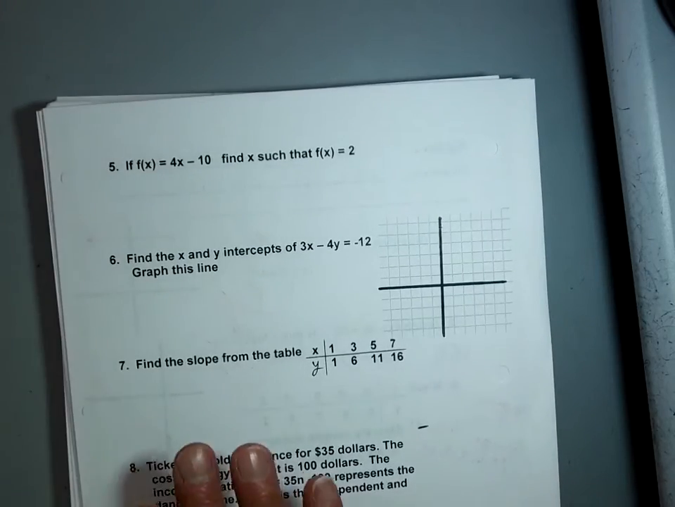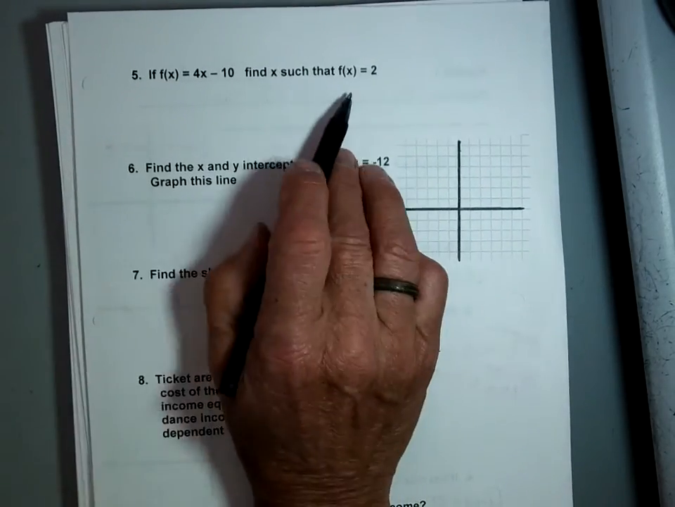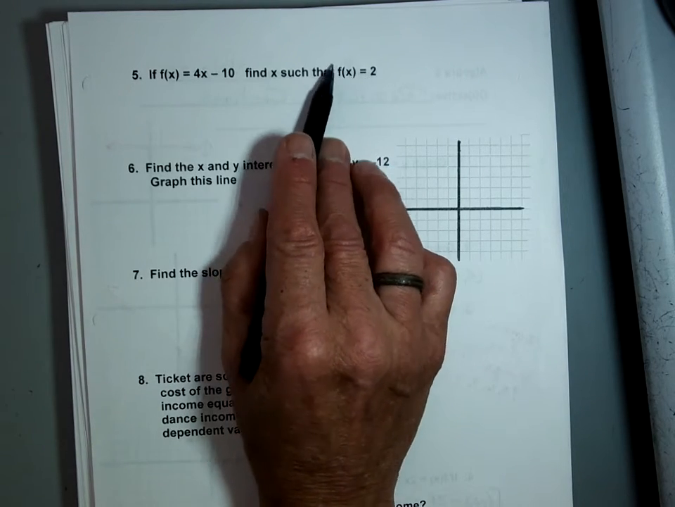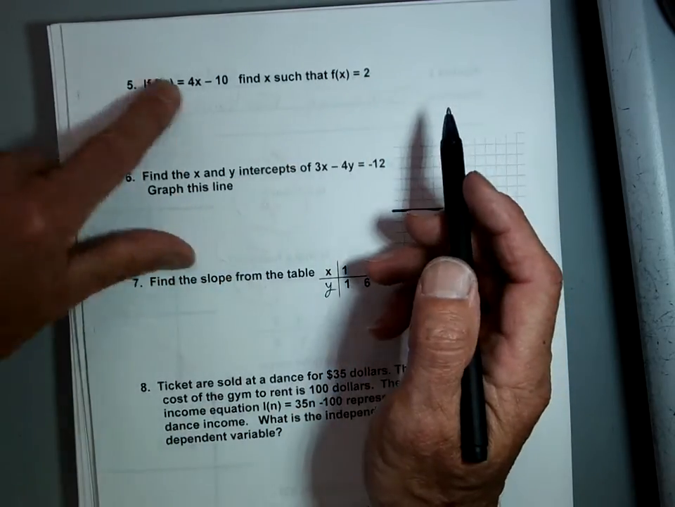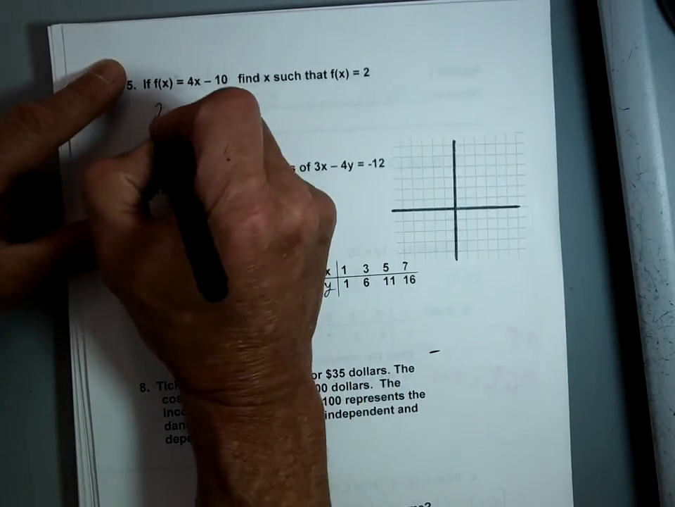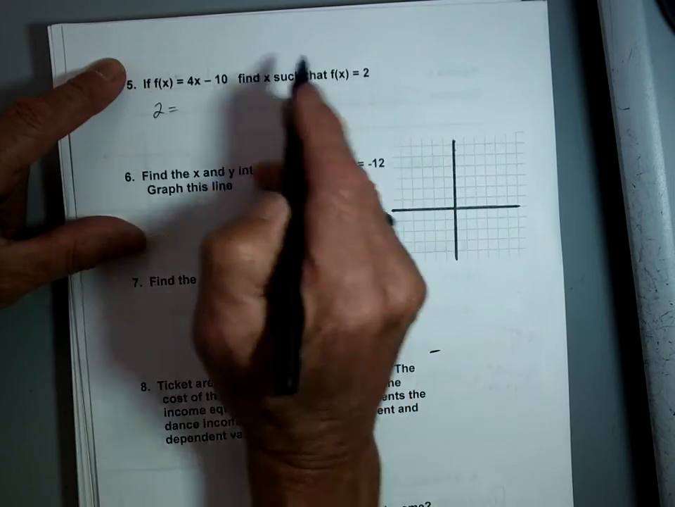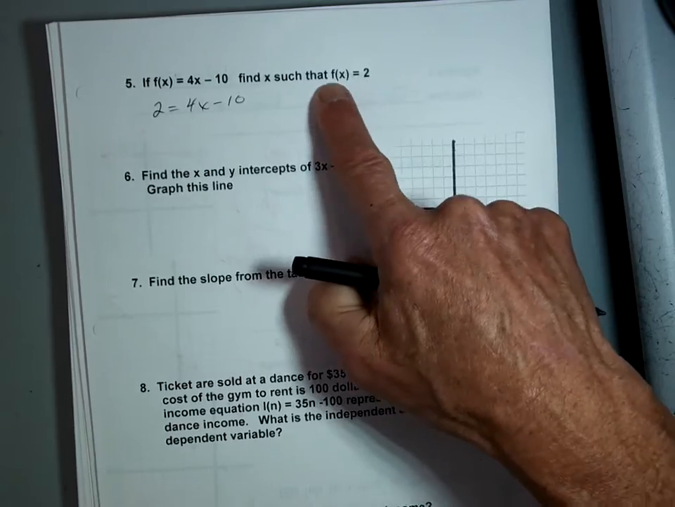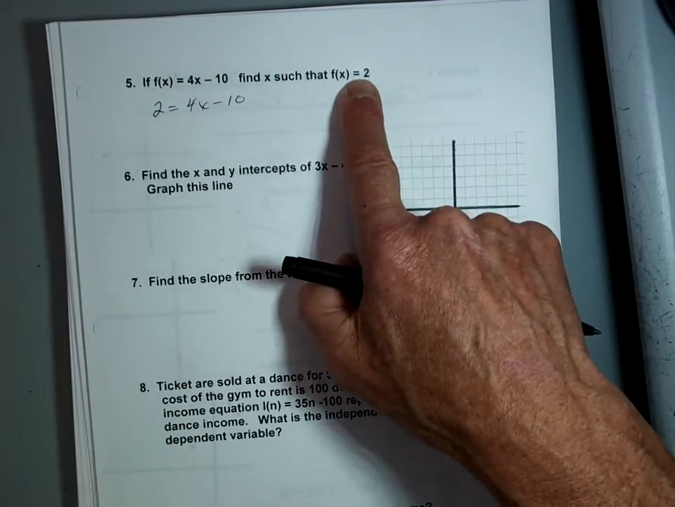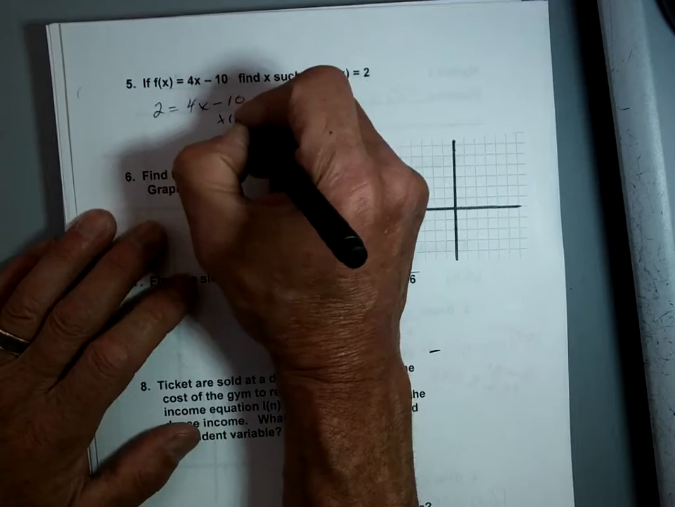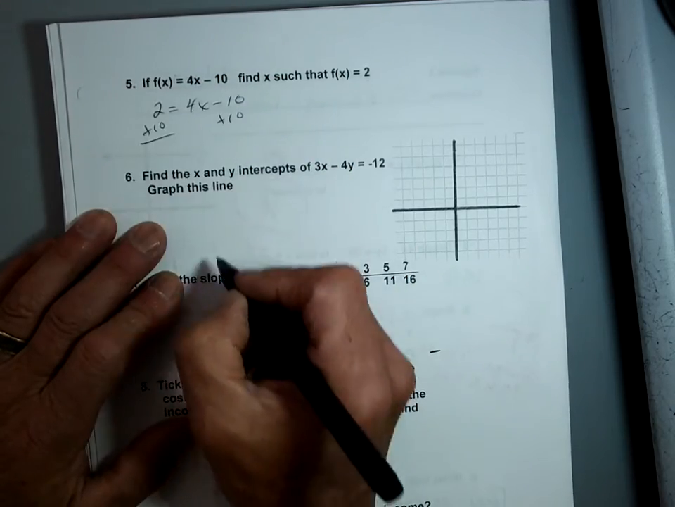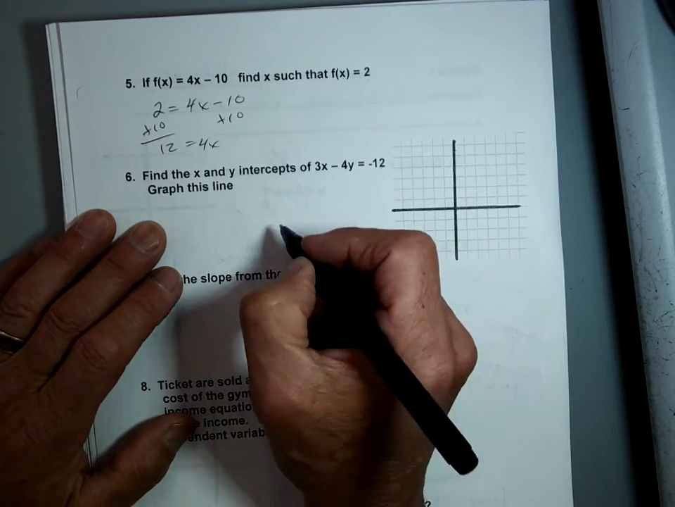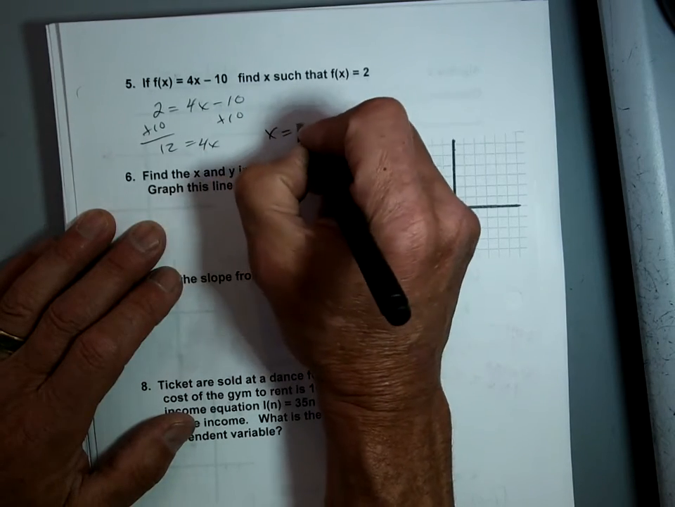Okay, number 5's different. It doesn't say plug in a number, does it? It says make f(x) equal to 2. It's different. So I'm not going to plug in 2, but I'm going to say f of x. So write in f(x) is equal to 2. So instead of writing f(x), I write 2 is equal to 4x minus 10. So instead of writing f of x, I put 2 right there. And now I'm just going to solve. Plus 10, plus 10, 12 is equal to 4x. Divide by 4, divide by 4. X is 3. How's that?